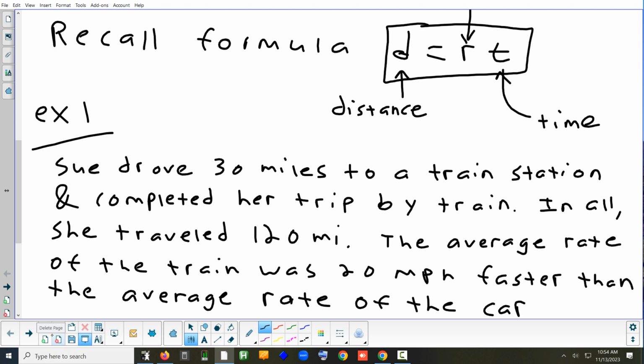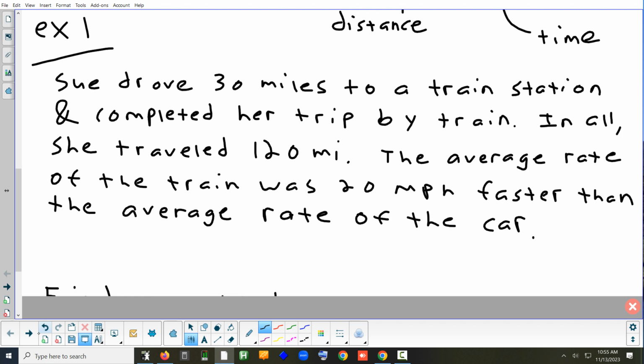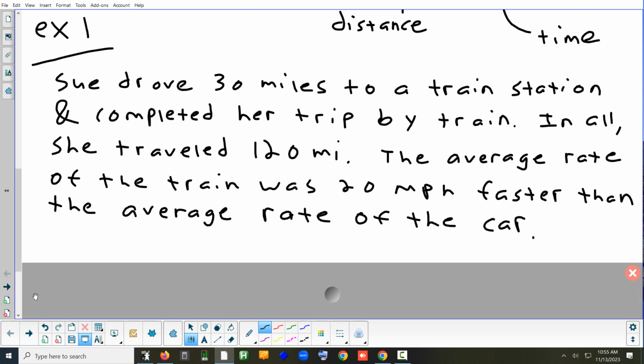But what they do tell us is that Sue drove 30 miles in her car to the train station. And the total length of her trip, including what she traveled by car and train, was 120 miles. We don't know the exact speed of the car or the train, but we know on average the train is 20 miles an hour faster than the car. So all we're going to do in this part is write a formula. Okay, we're not even going to solve anything. That'll be the next problem.